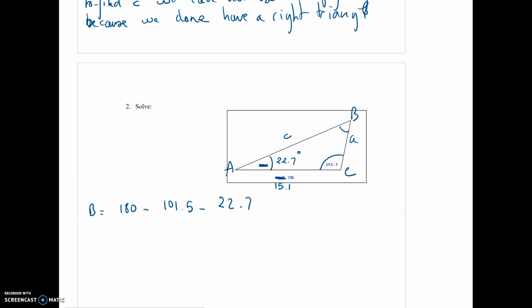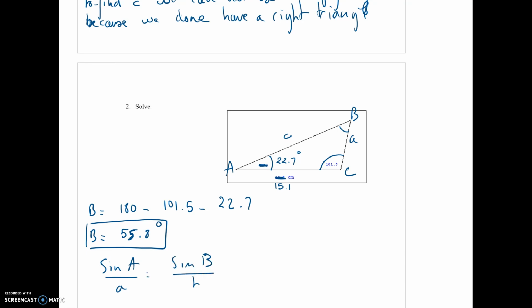And we end up to have B equal to 55.8 degree. Now we have the angle B. I can apply my law of sine. Sinus A over A equals sinus of the angle B over B. That is exactly the same thing as A over sinus A equal B over sinus B.